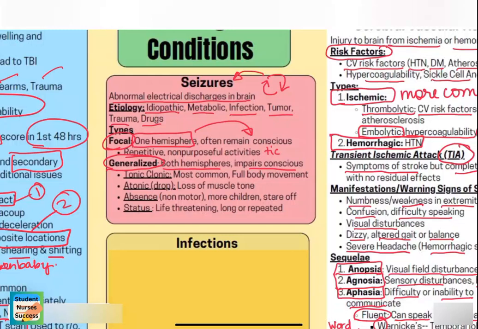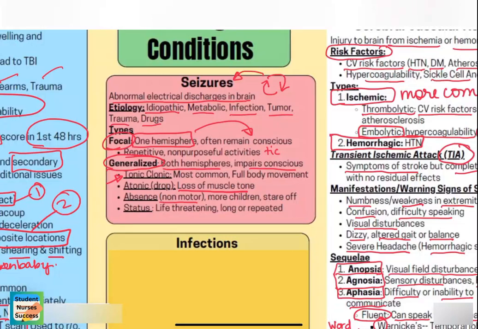The most common, or what you think of with a seizure, is a tonic-clonic seizure, which is a full body movement where the arms and the legs are moving. An atonic seizure, we call a drop seizure. That's when you lose muscle tone, you just fall to the ground. An absence seizure we classify as a non-motor seizure. We see this more commonly in children, where they may stare off for a few seconds.